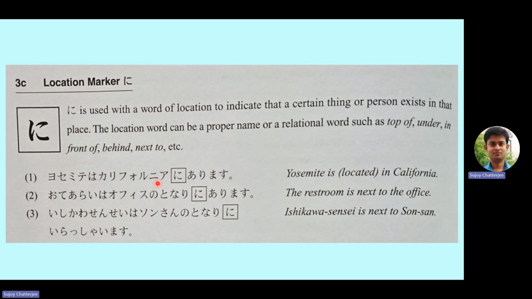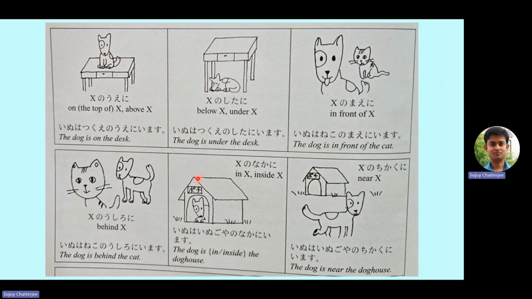So in the first case, it was a proper name of the place, and in the next two, these are relational words, and in both cases tonari has been used. We can use other words as well, which we will see in the next slide. So here we go. There are several locations, as you can see.